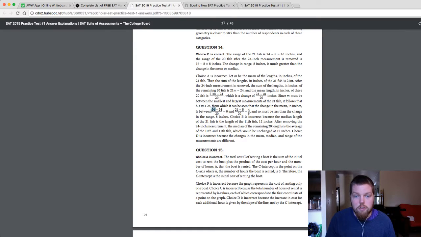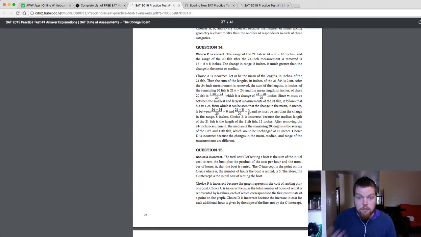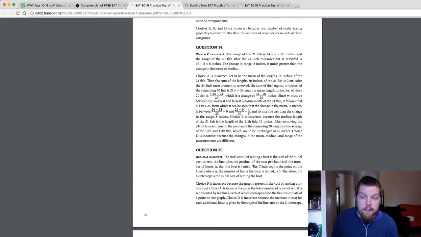Subtracting the 24-inch value, it's going to change between 0 and 4/5, so it could only change up to 0.8 in the most extreme. So that is less than the change in the range, 8 inches. Choice B is incorrect because the median length of the 21 fish is the length of the 11th fish, 12 inches. After removing the 24-inch measurement, the median of the remaining 20 lengths is the average of the 10th and 11th fish, which would be unchanged at 12 inches.